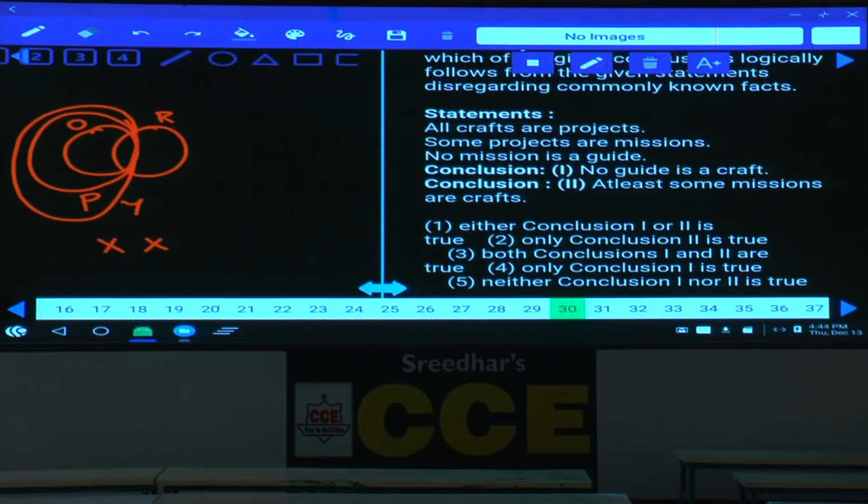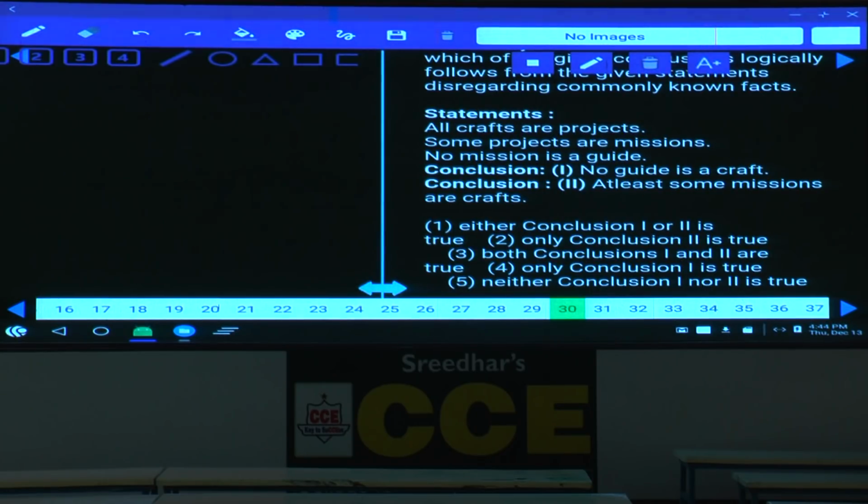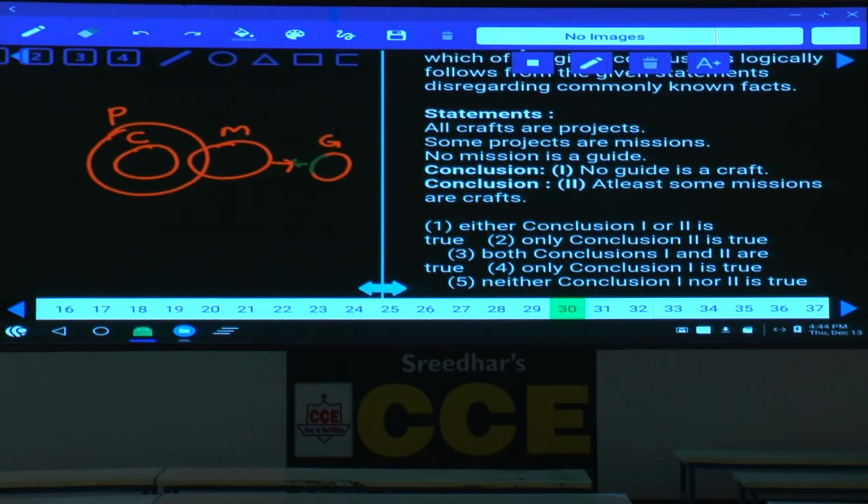Then 30. Now question number 30, all crafts are projects, which can be written like this. All these crafts are projects. Some of the projects are missions can be written like this, and no mission is a guide. Mission and guide should not be intersected, hence guide is like this. No mission is a guide.